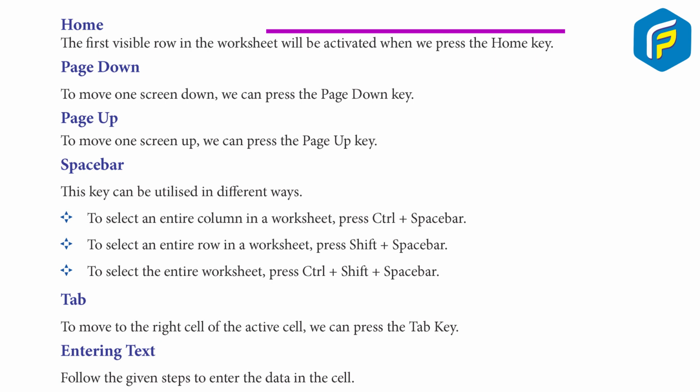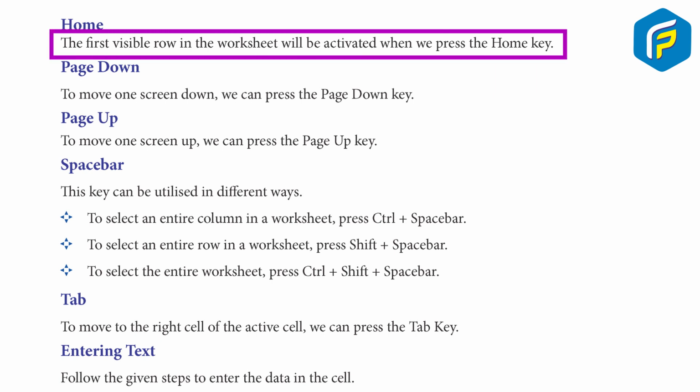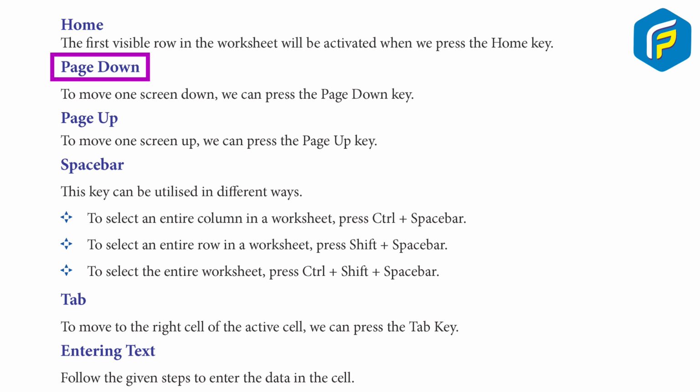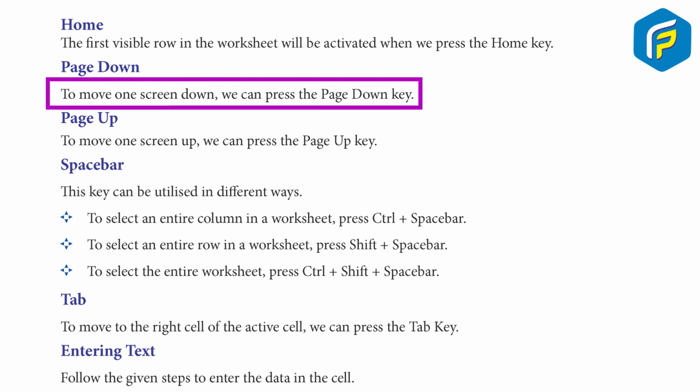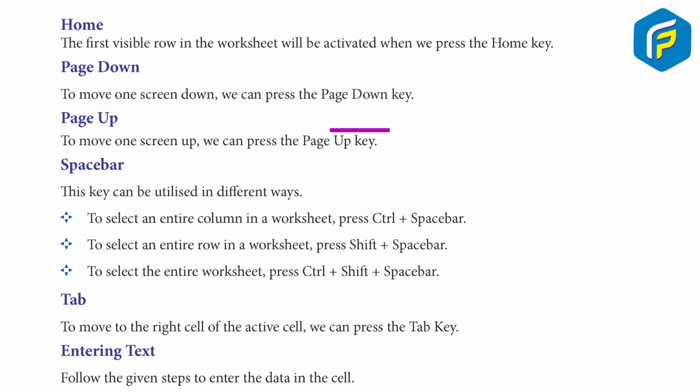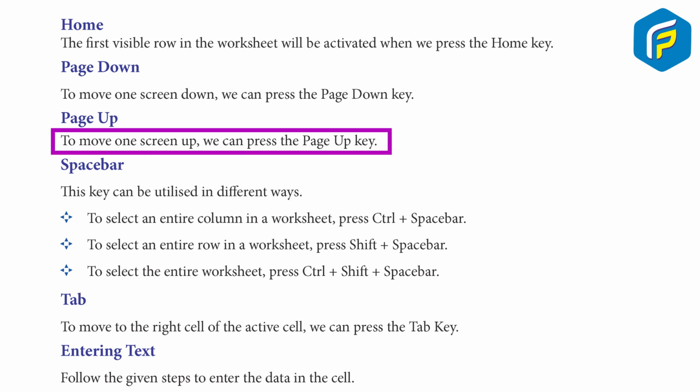Home. The first visible row in the worksheet will be activated when we press the Home key. Page down. To move one screen down, we can press the Page down key. Page up. To move one screen up, we can press the Page up key.